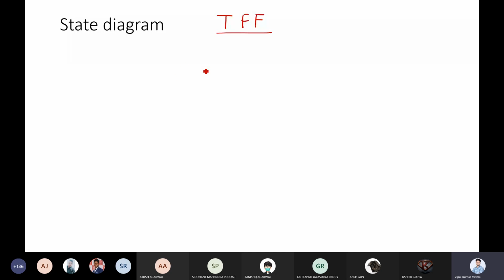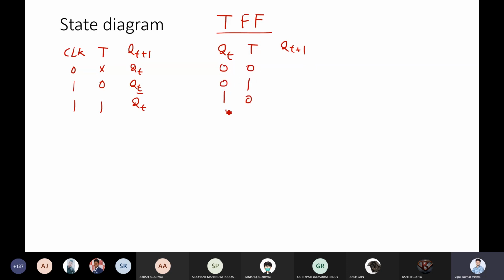So you can check out. Let me write it. Clock, T and Qt plus 1. So 0 X, Qt; 1 0, it's again Qt; 1 1, it's Qt bar. So now if you look into the state characteristic table, here we have Qt, here we have T, and here we have Qt plus 1: 0, 0, 0, 1, 1, 0, 1, 1.